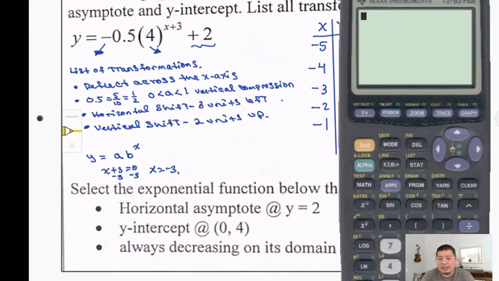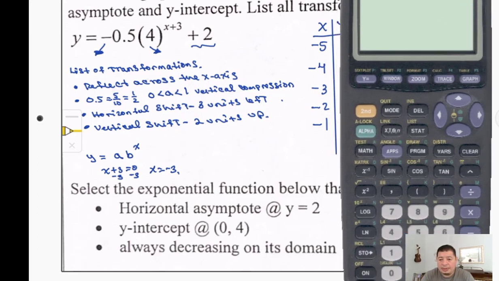Okay, so now let's do negative 0.5, open parentheses, 4, and this is going to be to the power of, and since we have a binomial for x plus 3, it is best to always have that as an exponent inside of parentheses. So my first number is going to be -5. So I'm going to input -5. And then I'm going to do +2. Close that parentheses. And then I have +2.